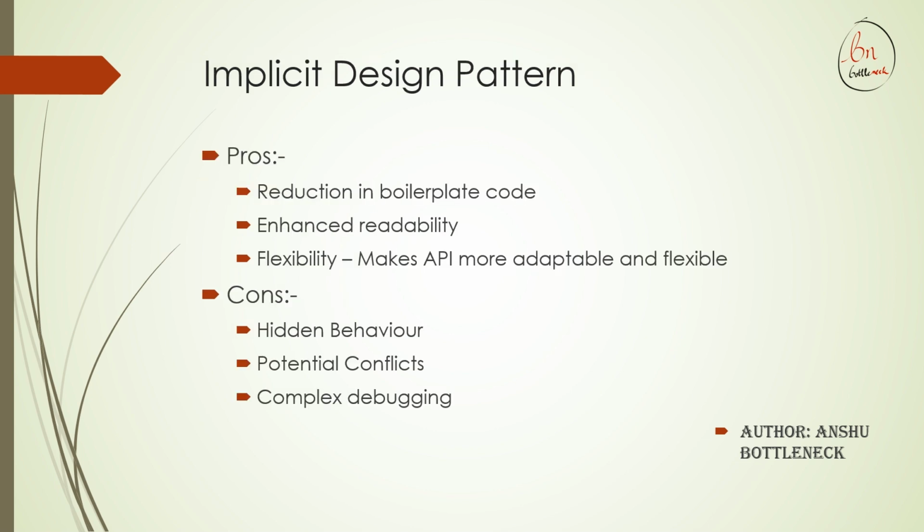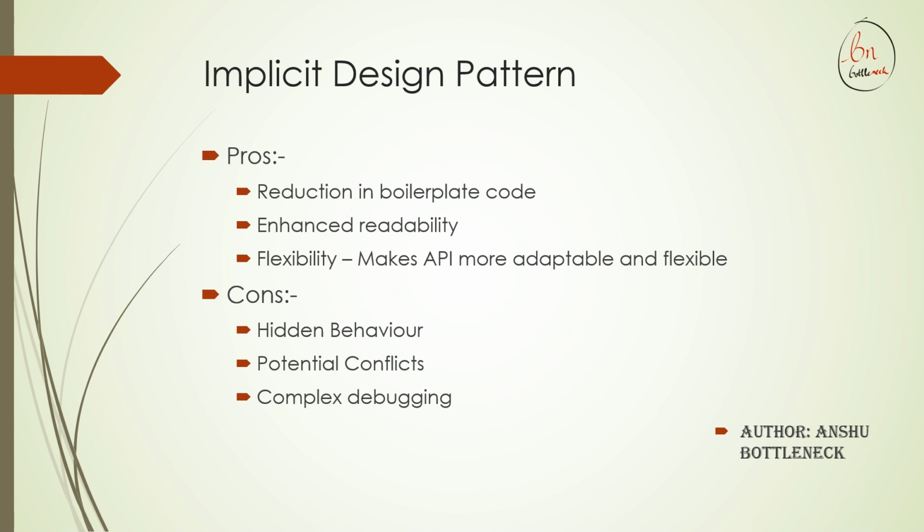Alright, so now implicit design pattern pros and cons. As we have seen, it reduces the boilerplate code, it enhances the readability, and it makes it more flexible as we use the type classes. Also, this conversion makes it more adaptable when we are creating an API. Now, what are the cons?